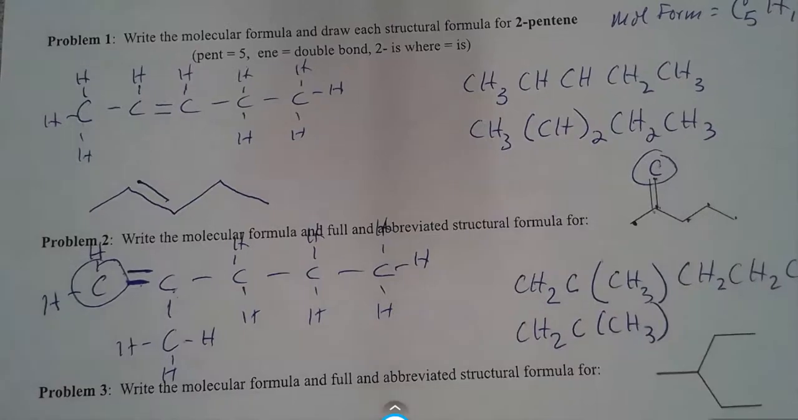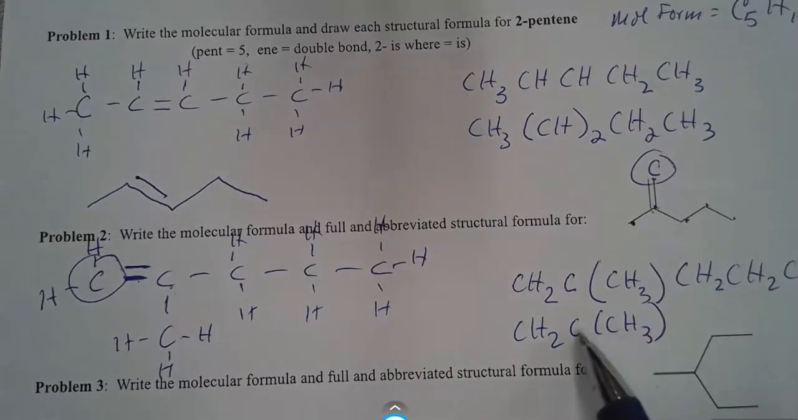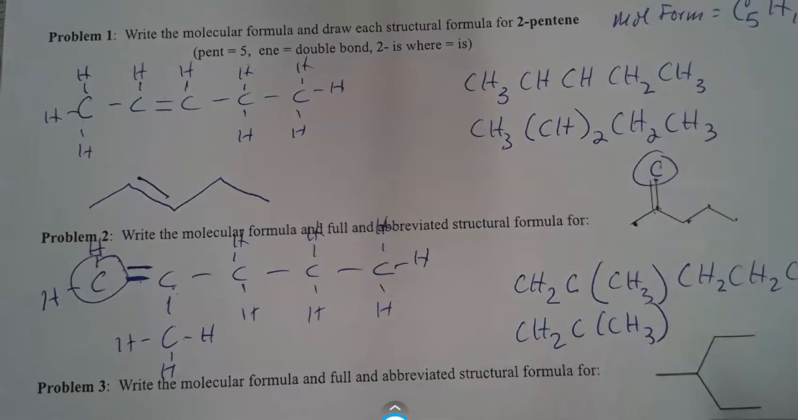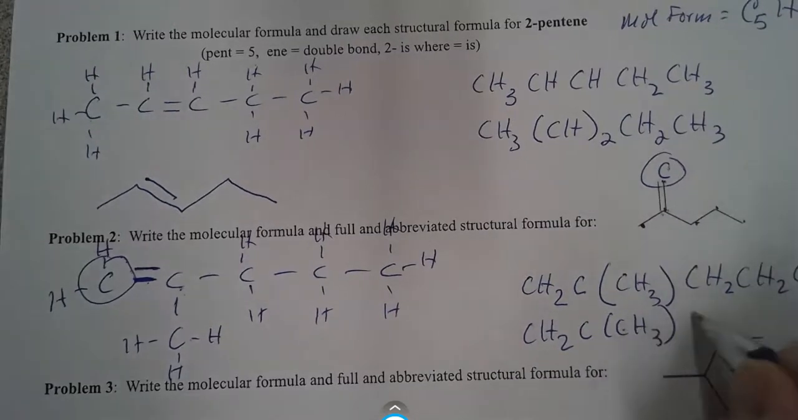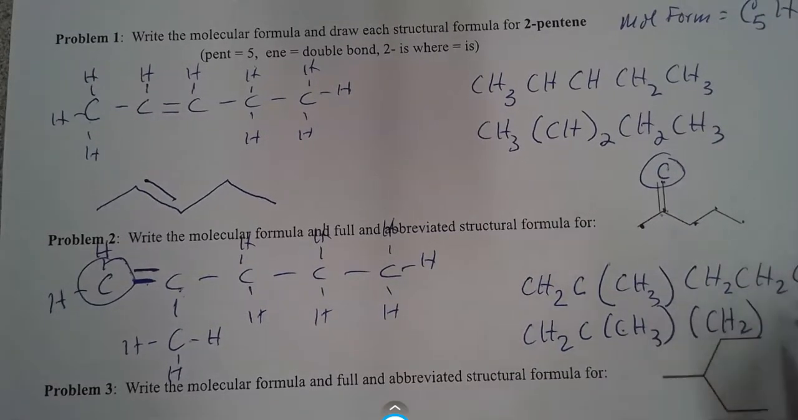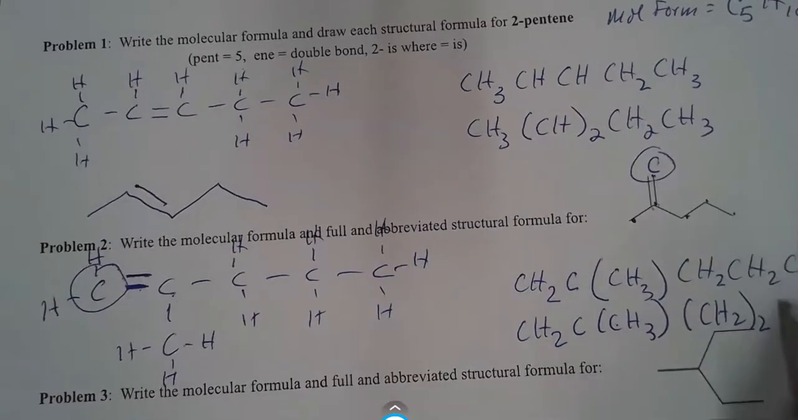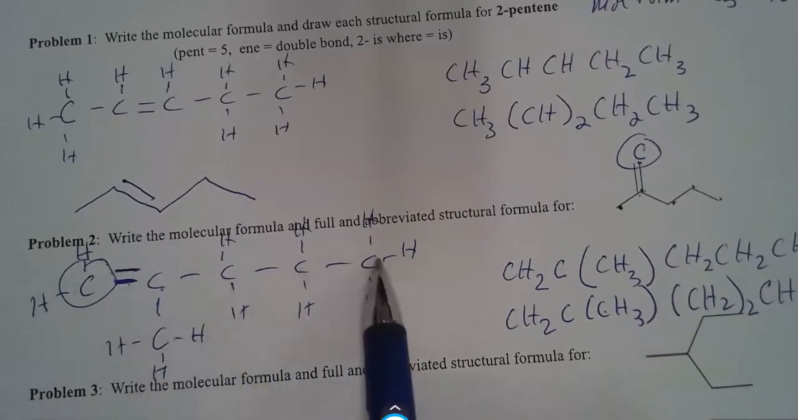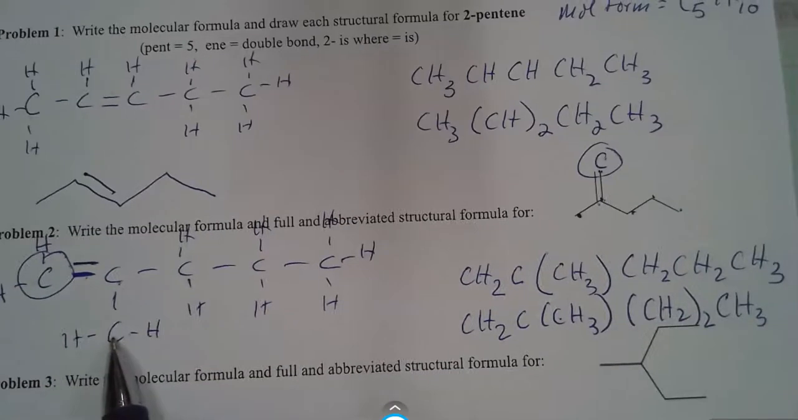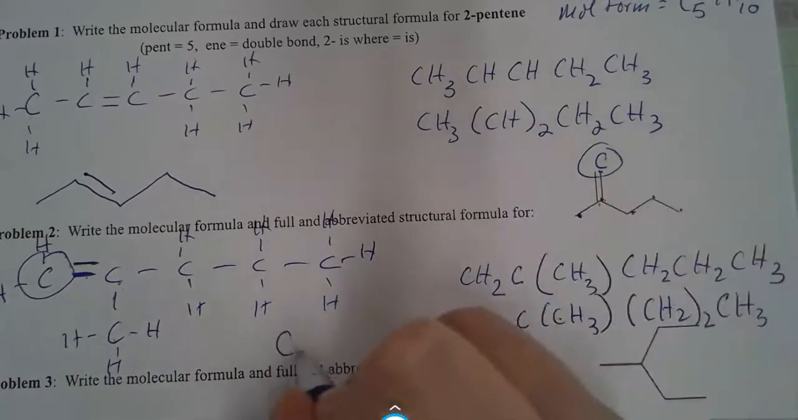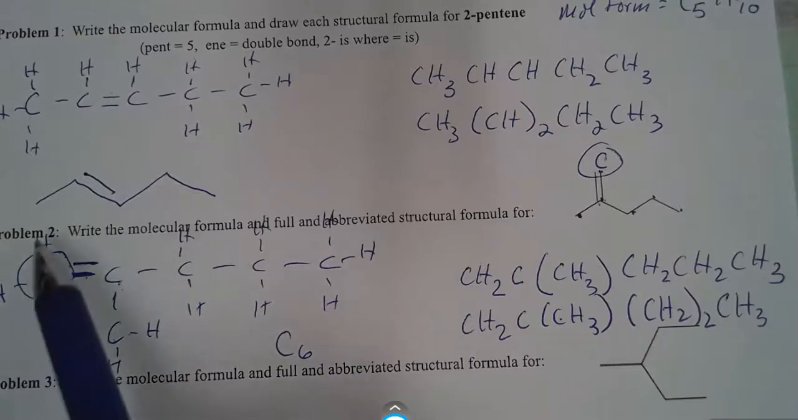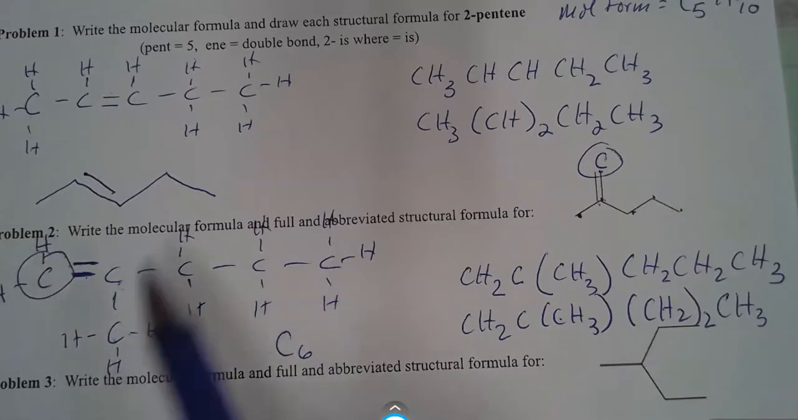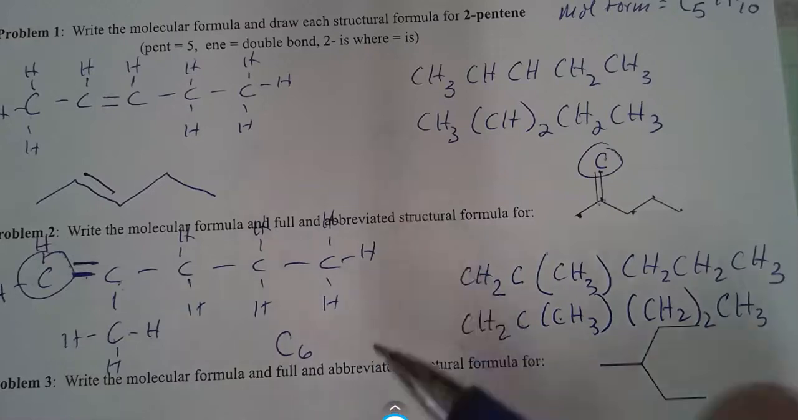Now again, if you count your bonds, you're going to see that this already has all 4 bonds when I make this a branch. So now these 2 are just part of the long chain, and then here's that. Okay, so I think I did not do the molecular formula, did I? So let's count. 1, 2, 3, 4, 5, 6. There we go. So it's C6. Now let's count our H's. 1, 2, 3, 4, 5, 6, 7, 8, 9, 10, 11, 12. H12.